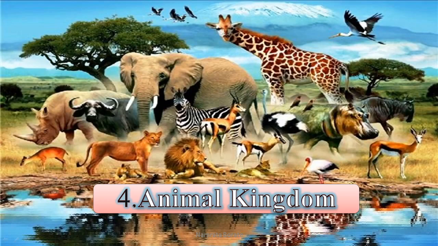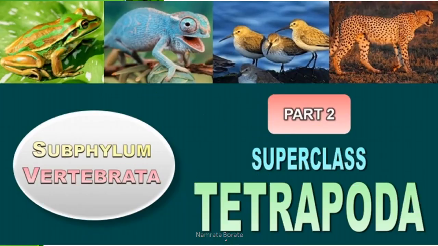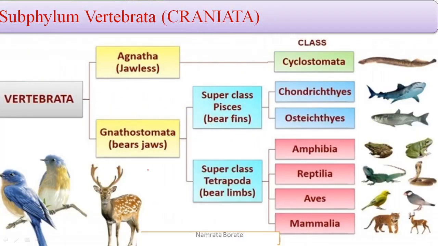Hello dear friends, we are going to continue the next part of the fourth topic, that's superclass Tetrapoda. As we already know, the Vertebrata are of two forms. First one is Agnatha and the second one is Gnathostomata. Gnathostomata includes two superclasses: first one is superclass Pisces and the second superclass is Tetrapoda.